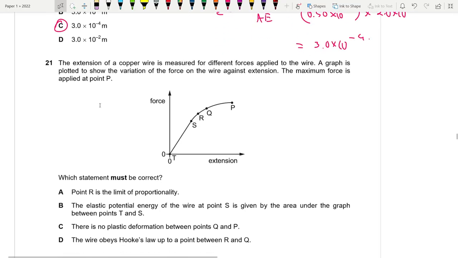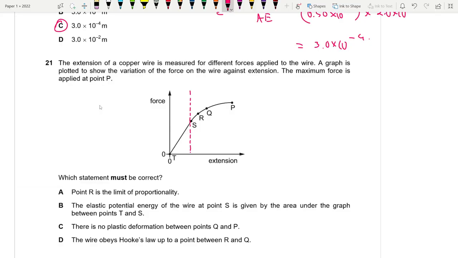Okay, 21. The extension of a copper wire is measured for different forces applied to the wire. A graph is plotted to show the variation of the force on the wire against extension. The maximum force is applied at point P. Which statement must be correct? Okay, guys. Till S, the limit of proportionality is maintained. Point R is the limit of proportionality.